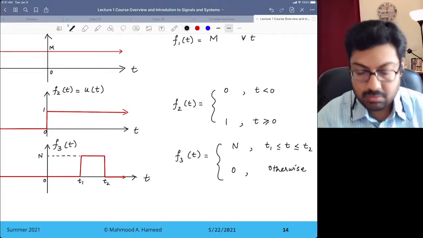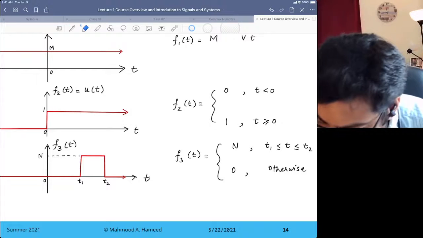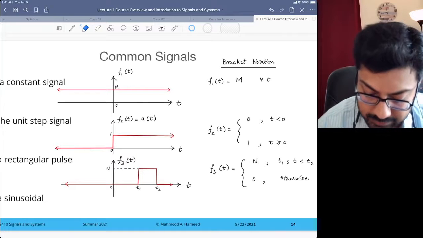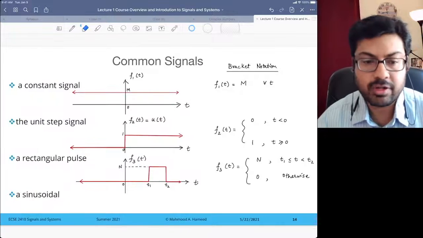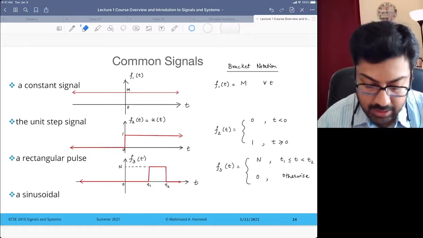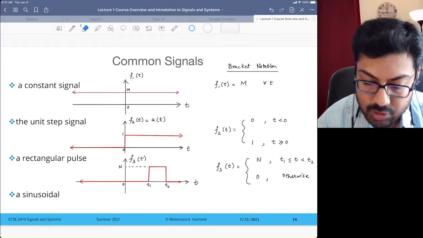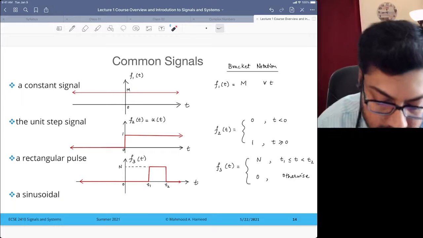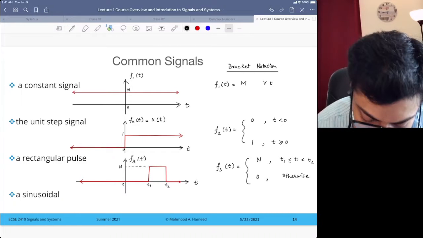Right. So actually, let me remove this over here. T1 less than T. Okay, that's fine. So that's your bracket notation for F3 of T. Next, a sinusoid. So a sinusoid, fine, we can draw an example. It's going to be a periodic signal. How does it look like?